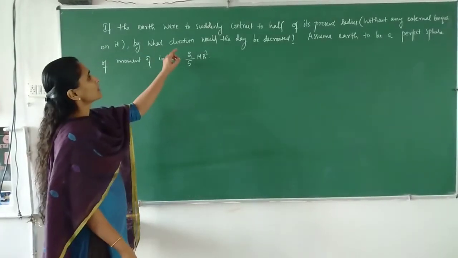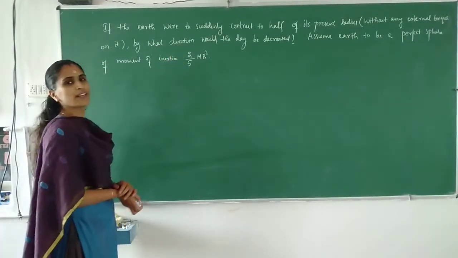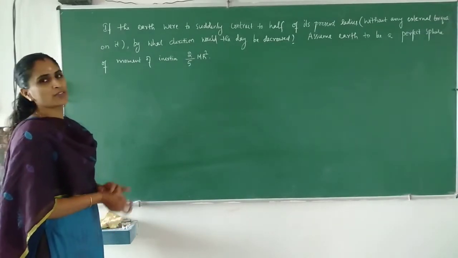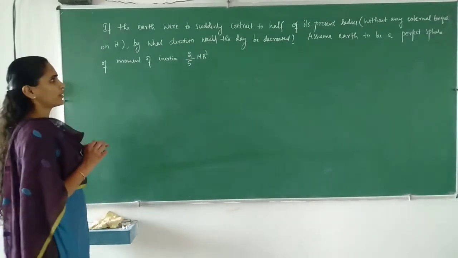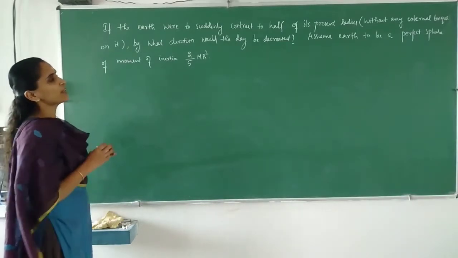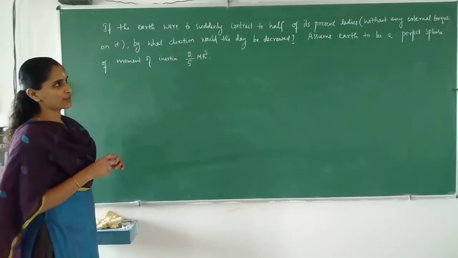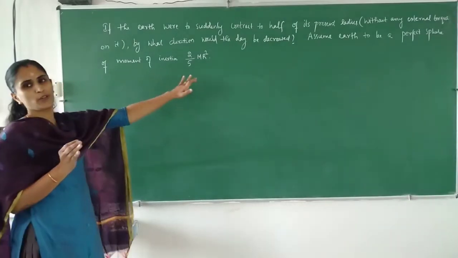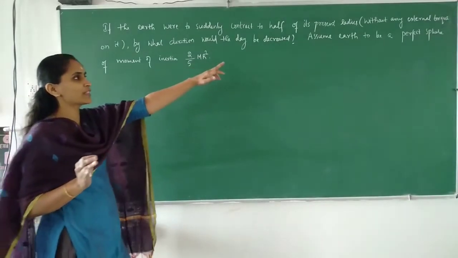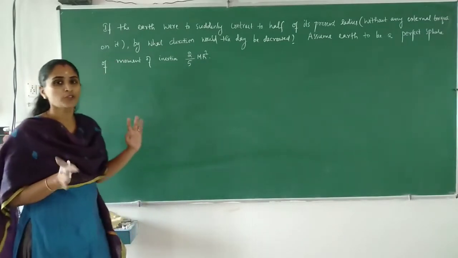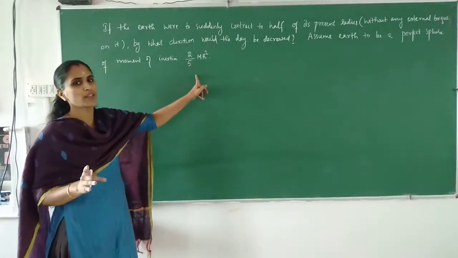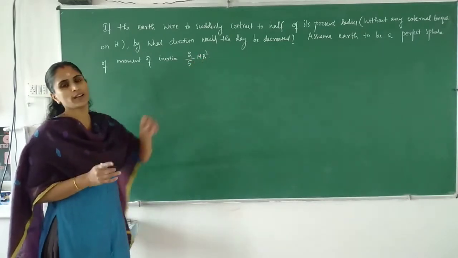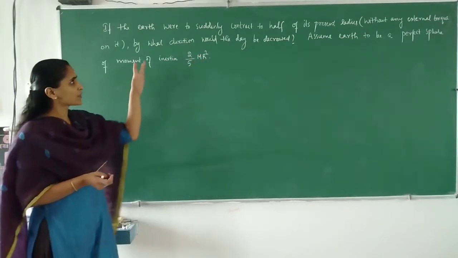Now we will discuss some problems related to conservation of angular momentum. If the earth were to suddenly contract to half of its present radius without any external torque on it, by what duration would the day be decreased? Assume the earth to be a perfect sphere. If it is given that it is a perfect sphere, you should know that the moment of inertia of a sphere about its axis of rotation is given by 2 by 5 MR squared.